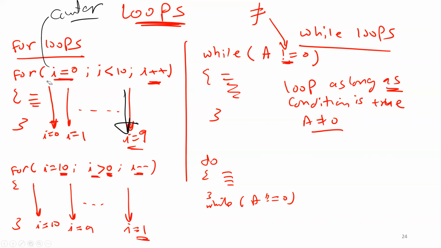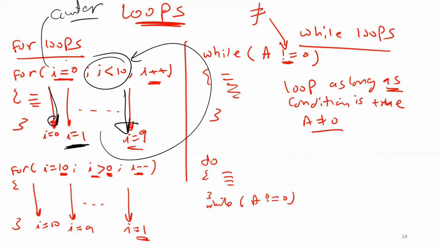So I start with 0, and every time I increment it by 1, go back, and then it checks this condition. So I'm going to keep looping until i is equal to 10. Once i is equal to 10, this condition is false, and we're going to go outside. This is how we made it in C language. We're going to do it the same way in assembly.